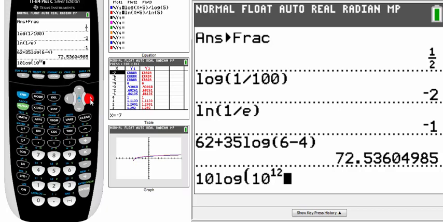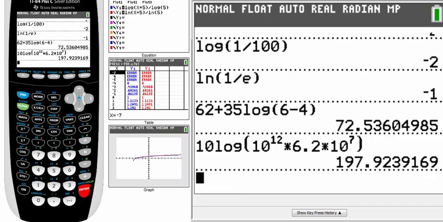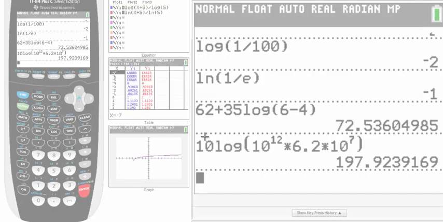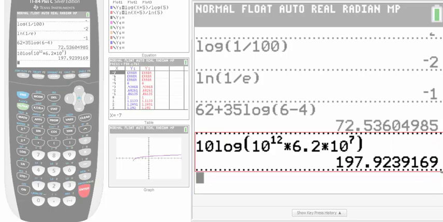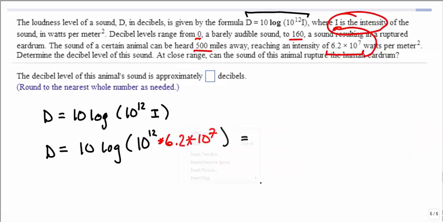And then for this one, for the intensity, we're putting in 6.2. I'll put in a times sign just to be careful. 6.2 times 10 to the 7th. You don't need a times sign, so 6.2 times 10 exponent 7. So we're going to close parenthesis. 10, okay, I got everything there. So it looks like my decibels, well, they're huge. 197. So not like at 160 you can burst your eardrum. So let's double check that.